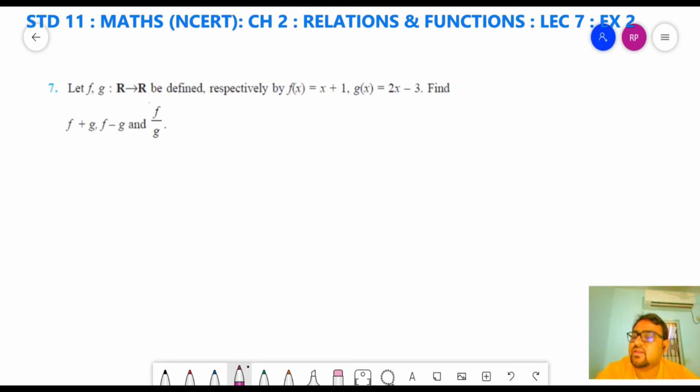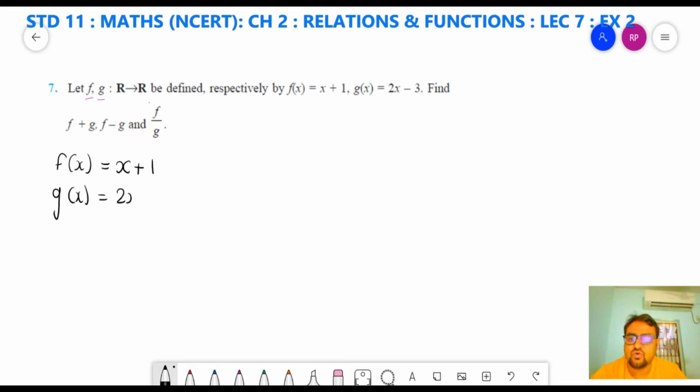Question number 7. Let f, g: R to R. So see here two functions are given, f and g. We define them respectively by f(x) equal to x plus 1 and g(x) is equal to 2x minus 3. You have to find out f plus g, f minus g, and f into g.